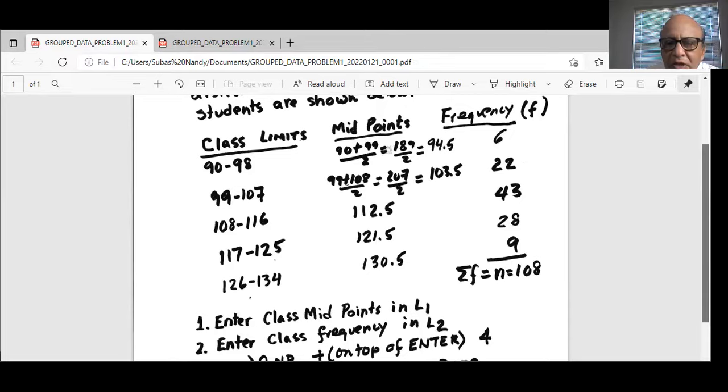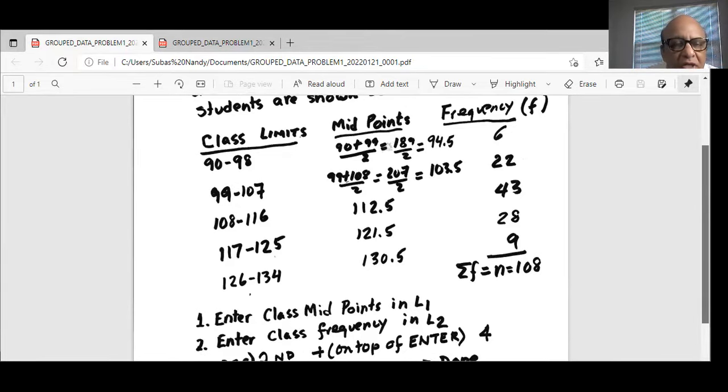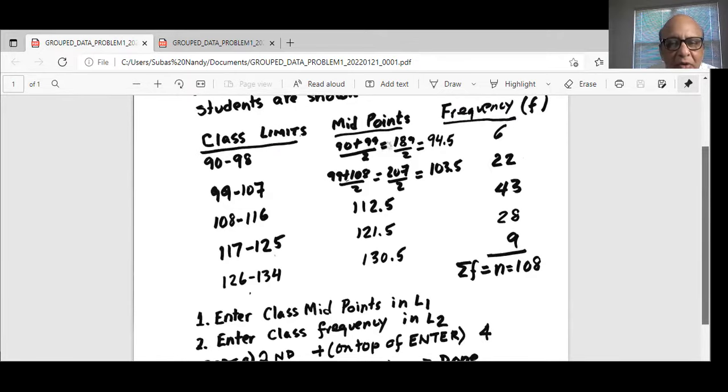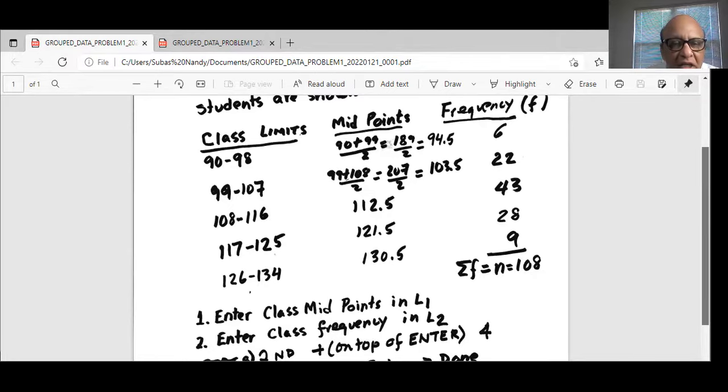Similarly, for the midpoint of the second class, to the lower class limit of the second group, 99, I add 108, which is the lower class limit of the third class. 99 plus 108 is 207. Divide that by 2, I get 103.5 as the midpoint of the second class. So the difference between the midpoint of the second class and the midpoint of the first class is 103.5 minus 94.5, which is 9. 9 is actually the class width.